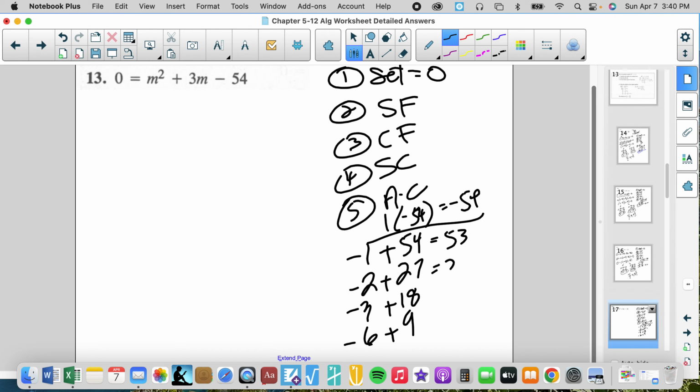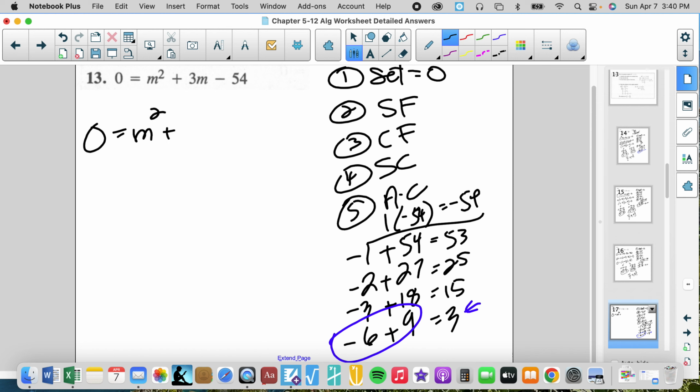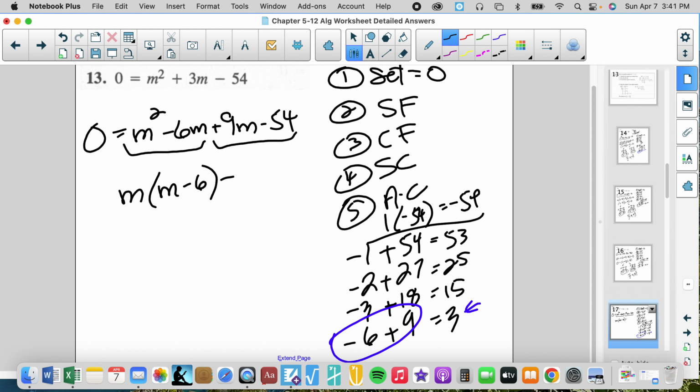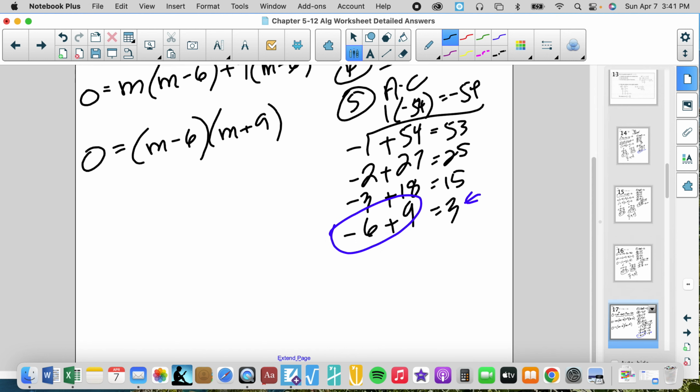This is equal to my middle. I'll use these two as my outside and inside. M squared, my outside is negative 6m, my inside is positive 9m, and my last is negative 54. Let's factor by grouping. We'll factor out an m, we'll get m minus 6. We'll factor out a 9, we'll get m minus 6. 0 equals m minus 6, m plus 9.